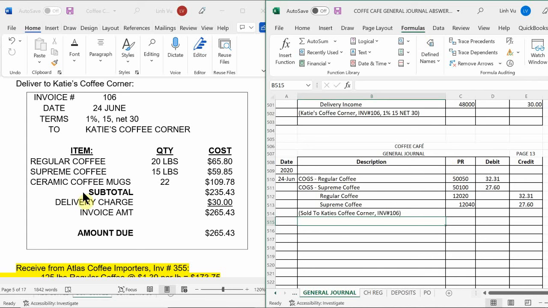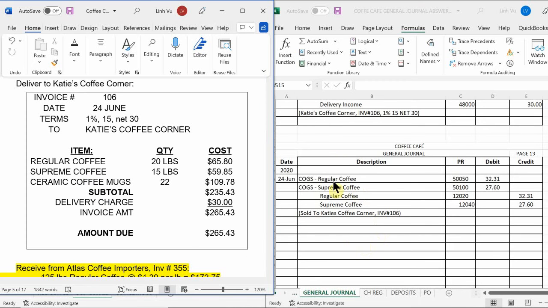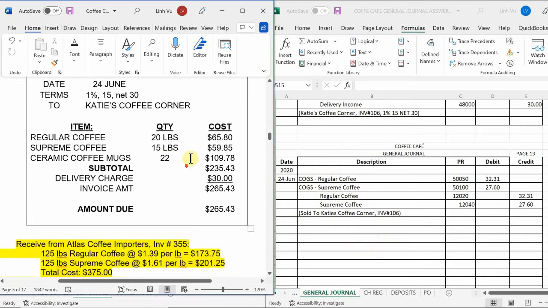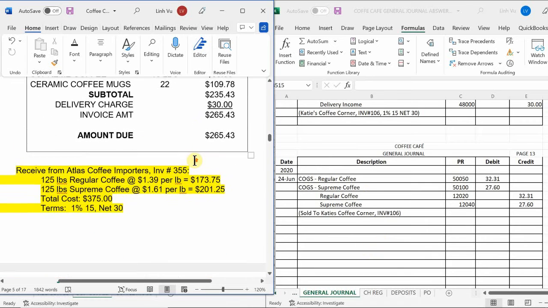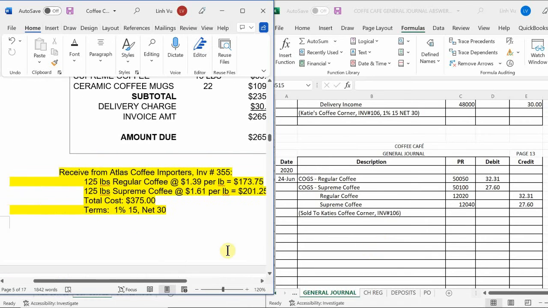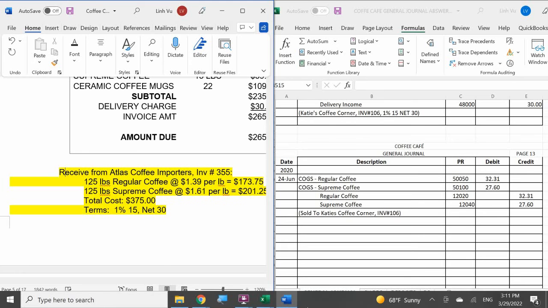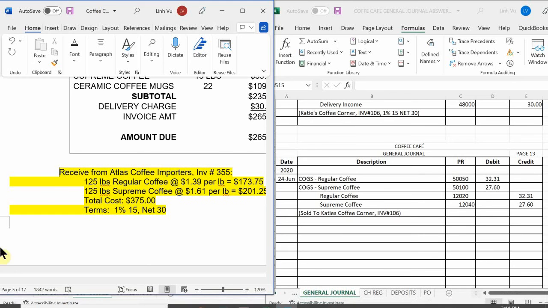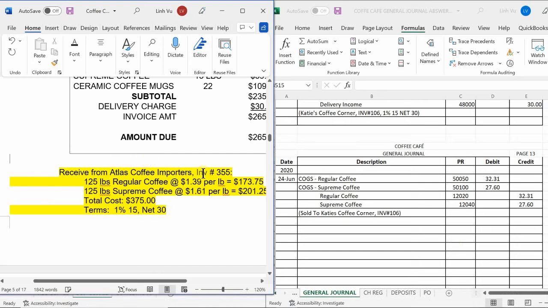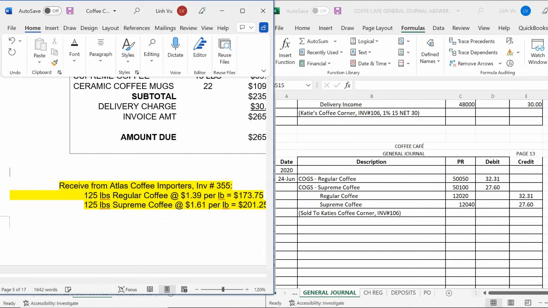All right, so we just finished delivering to Katie's Coffee Corner. We already updated our inventory, so we are on the next section here. The next section is that we end up receiving our coffees, our regular coffee and our supreme coffees.